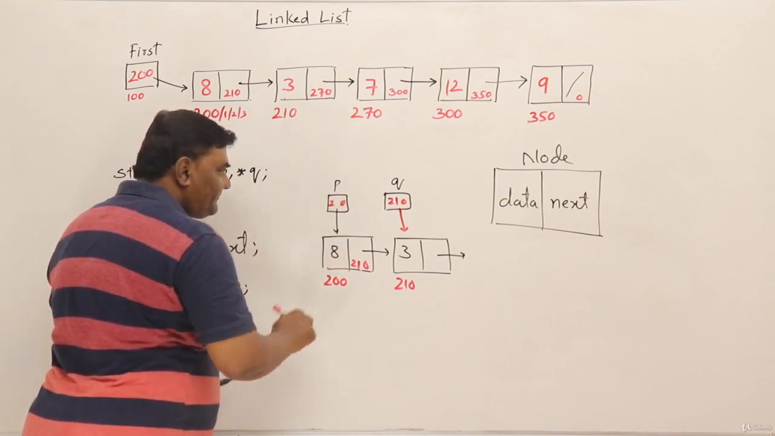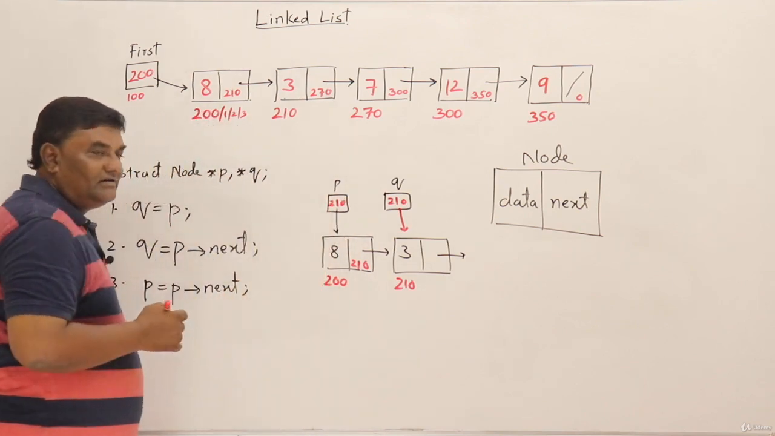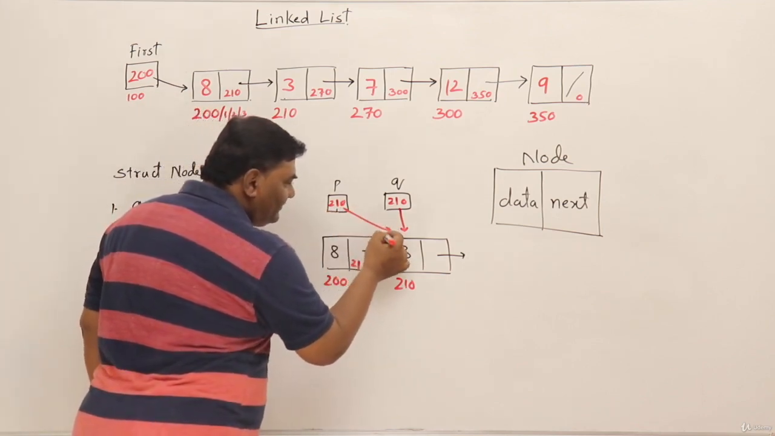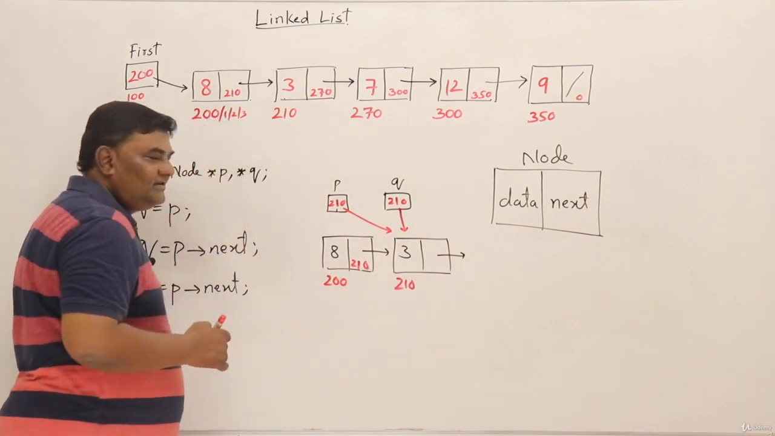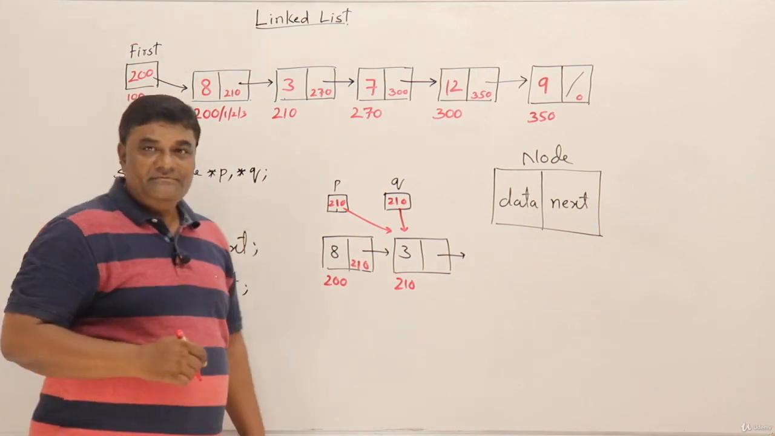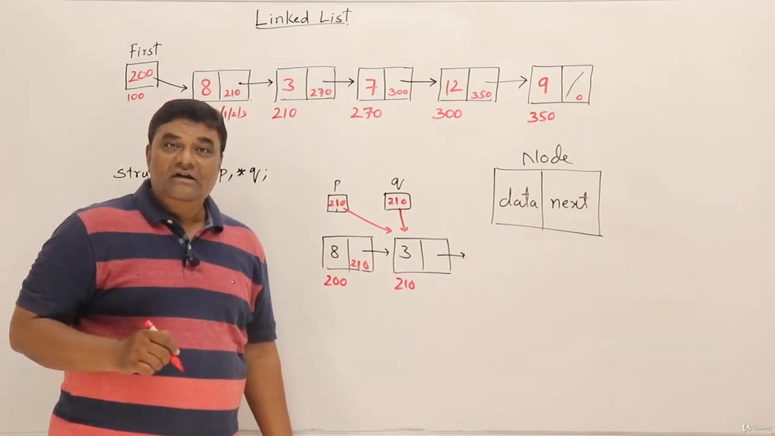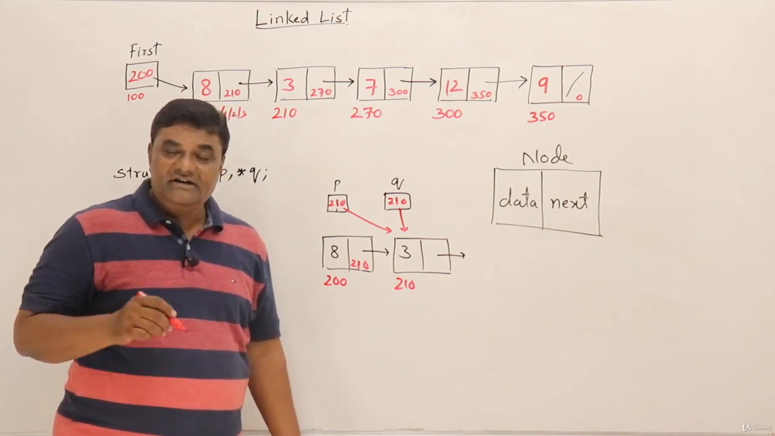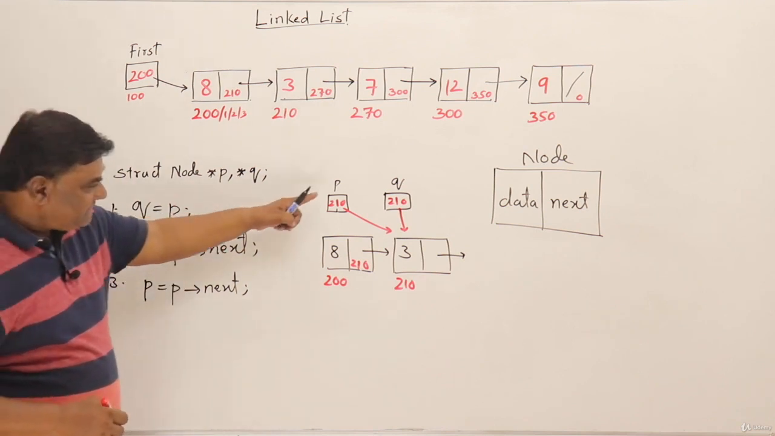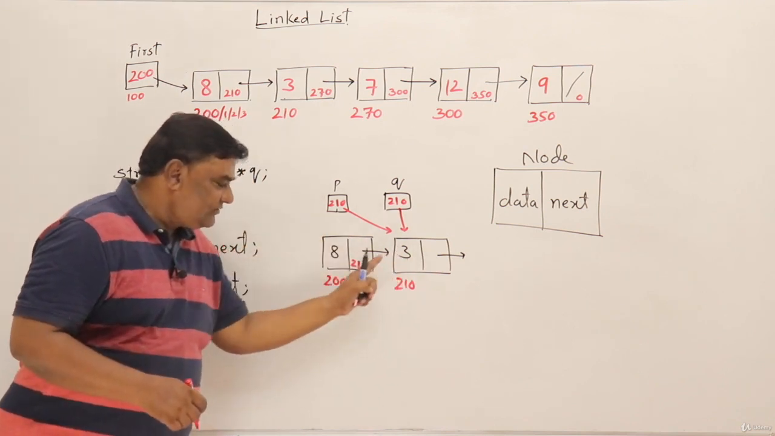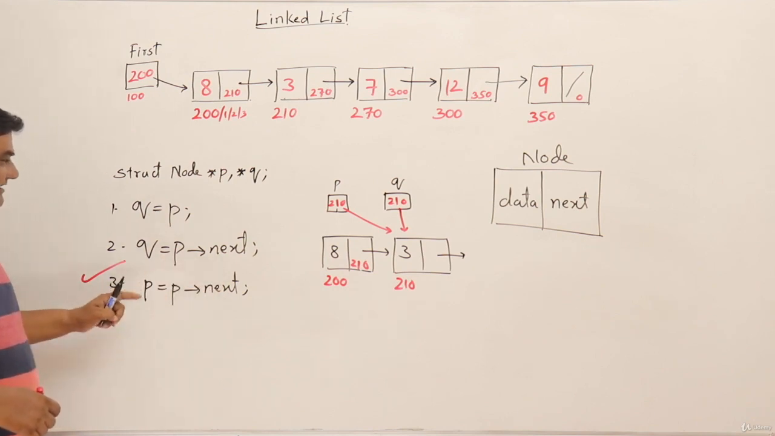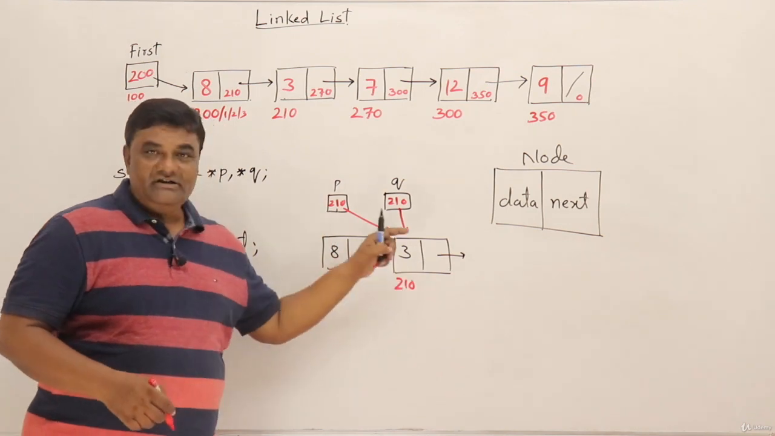So this becomes 210. So when P is having 210, P is no more pointing on this node, P is pointing on this node because this node's address is 210. So this statement has made P move to the next node. This is a very useful statement in linked lists. If I have a pointer P that was pointing on some node, to move the pointer to the next node, this is the code: P assign P is next. So P is next is stored again in P. So this 210 is stored in P. So P is pointing on the next node.